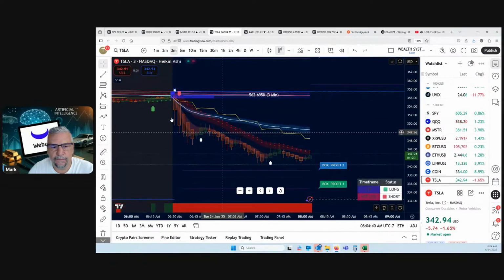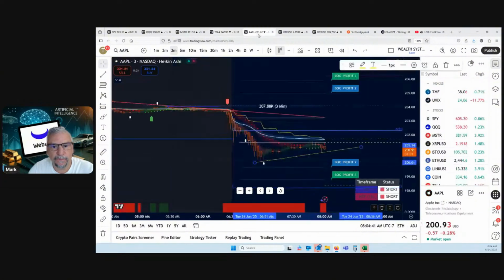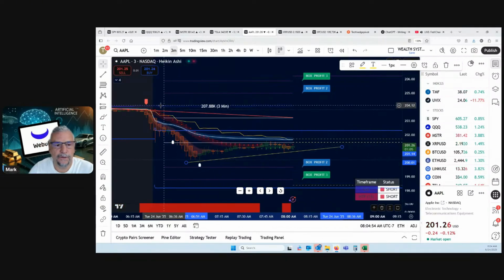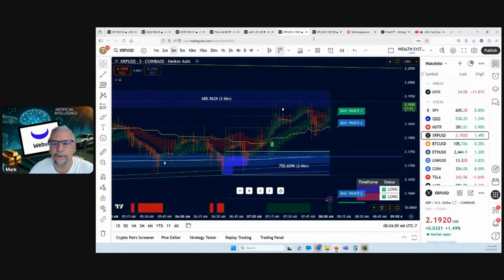Tesla, some consolidation. Apple, some consolidation. You can see this is wedging in an upward direction towards the opening low. But you can see we got a wedge forming there. So we'll see what it can do.